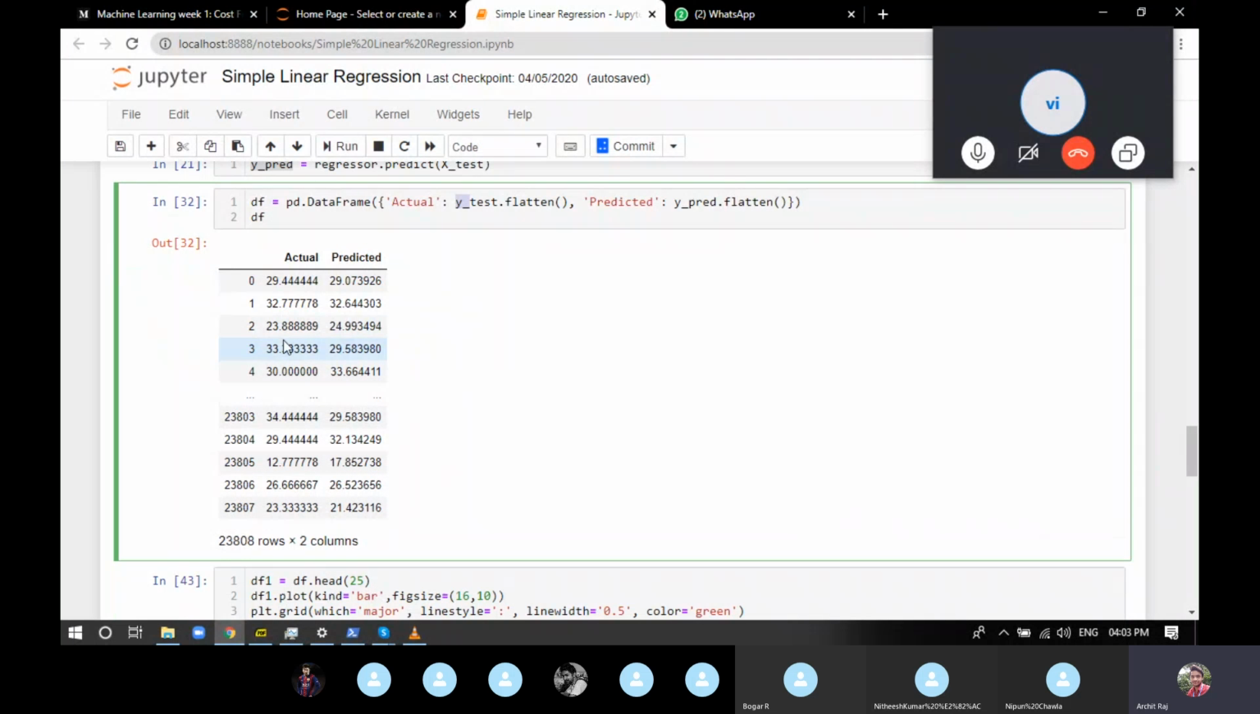So you can see for each and every value of x which is present, the actual and the predicted value. And you can see the actual and predicted are quite similar. The actual is 29.44, the predicted is 29.07. The actual is 32.777, the predicted is 32.6 something. So it's kind of similar.